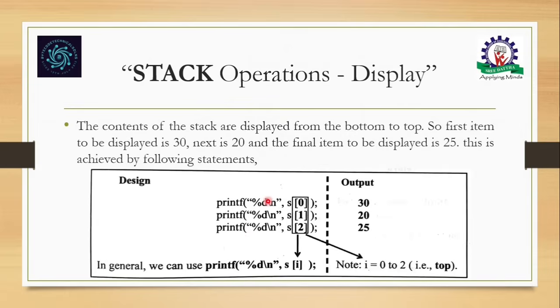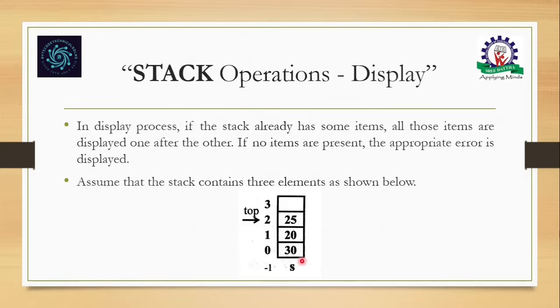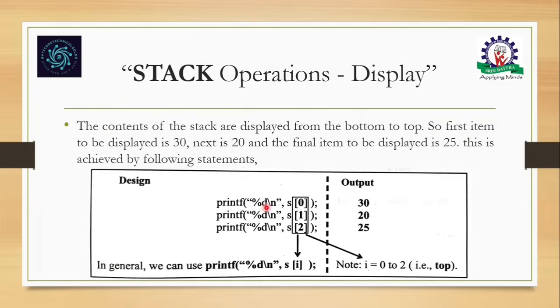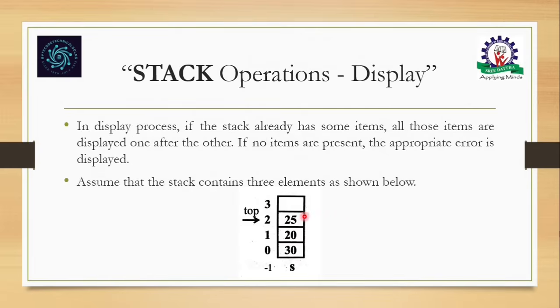If I want to print the firstmost element in the stack, we will start displaying from the bottom of the stack, that is from the 0th location. So first we will display 30, then 20, then 25. We can write this using the printf statement. printf %d and S of 0. S of 0 is what? 30. So 30 will be displayed.